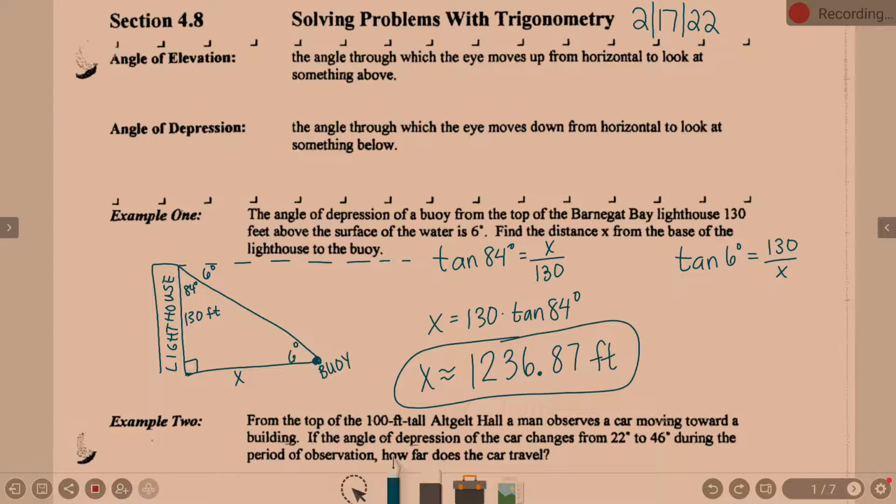Okay. Questions on that one? That's the basic type problem that, get the picture drawn correctly, it's not hard to do. Okay? You're going to see some like that in homework. Those are doable. Okay? Draw the pictures to help you set it up.